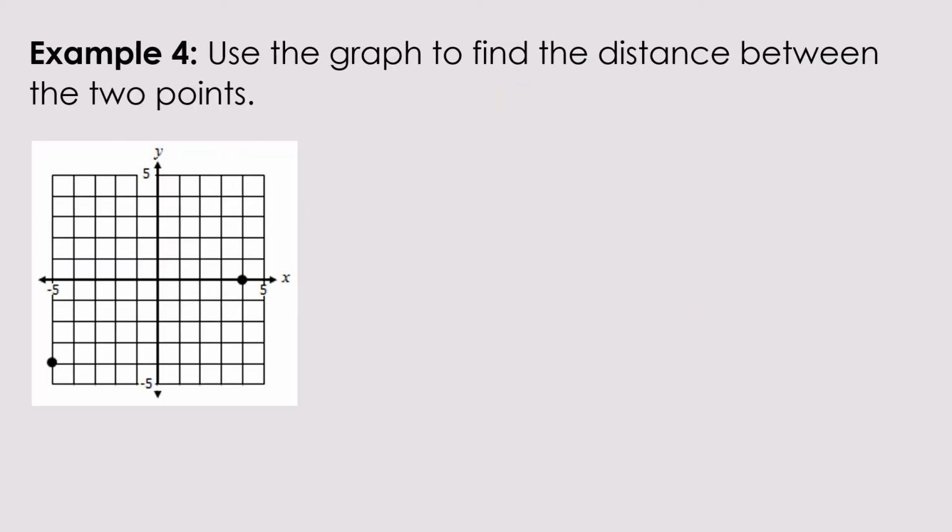All right, our last example is another graph. So let's correctly identify the coordinates. So the point on the left, we're going to go left 5 and down 4, so that would be -5, 4. And then the point on the right side is 4, 0. Be careful not to put 0, 4. That's a very common mistake.